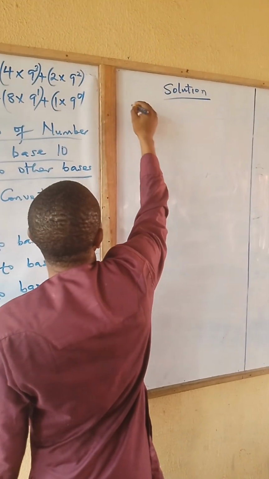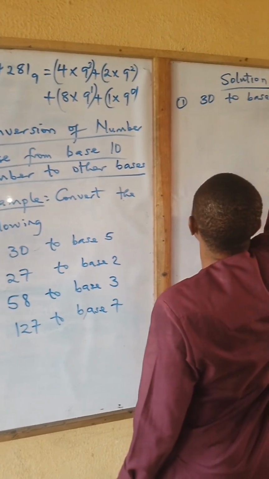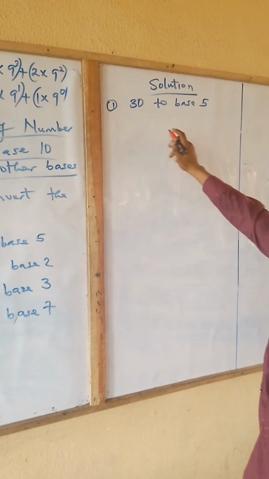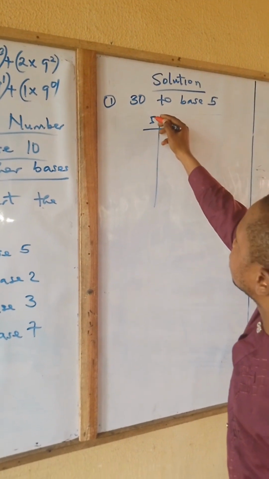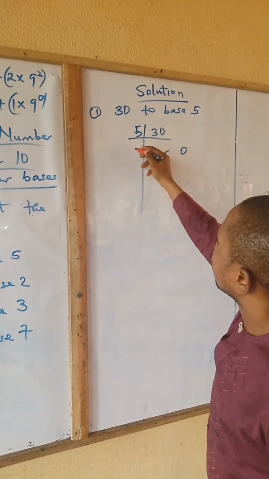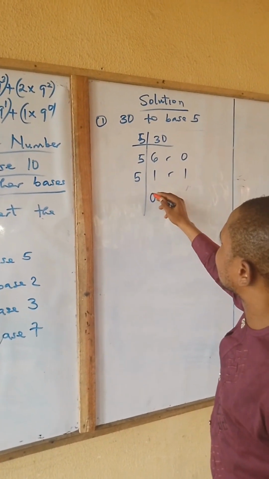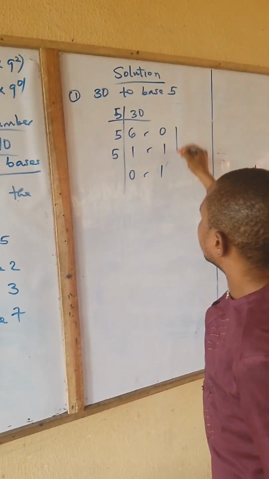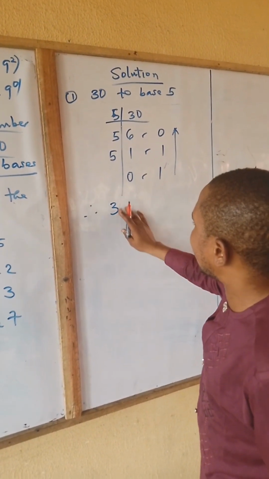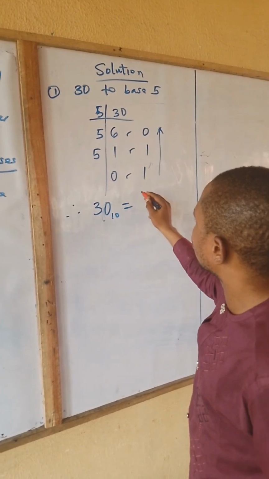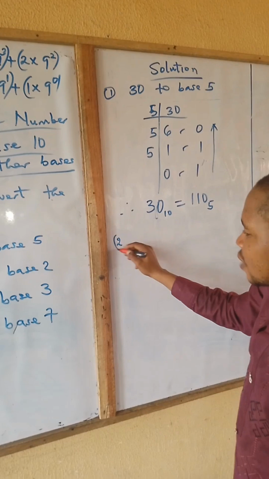Number 1, we have 30 to base 5. That means 30 is in base 10. So we are going to divide by 5. So we are going to have 30. 5 in 30 will give us 6, remainder 0. 5 in 6 will give us 1, remainder 1. And 5 in 1 will give us 0, remainder 1. What we have here, then you can put this arrow here. Therefore, 30 base 10 is equal to 110 base 5. That's the answer.